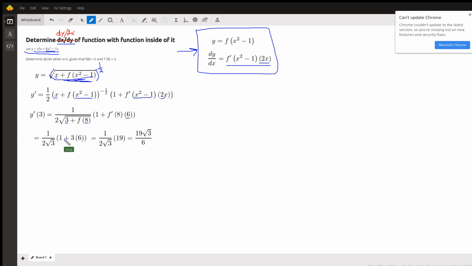And now let's simplify. So here, f of 8 we're given is 0 from right here. That gives us 1 over 2 times the square root of 3 for this factor. And over here, f prime of 8 we're given as 3. So 3 times 6 is 18, plus 1 is 19. And then we multiply numerator and denominator by the square root of 3 to rationalize the denominator. 19 radical 3 over 6. That should be your answer.